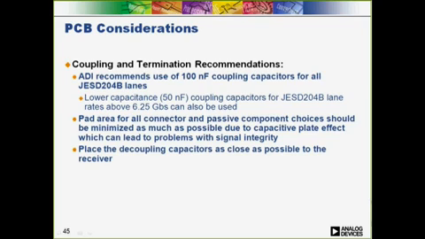For AC coupling the JESD204B lanes, we recommend using a 100 nanofarad capacitor placed as close as possible to the receiver. Above 6 gigabits per second, smaller capacitance can be used. Again, if you can match the pad size for the capacitors or any terminations to the trace width, it will help minimize any impedance mismatch. For most ADI devices, the terminations are included internally, so external terminator is not necessary.